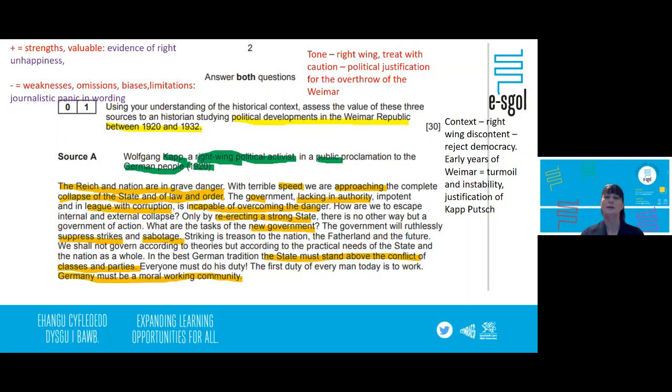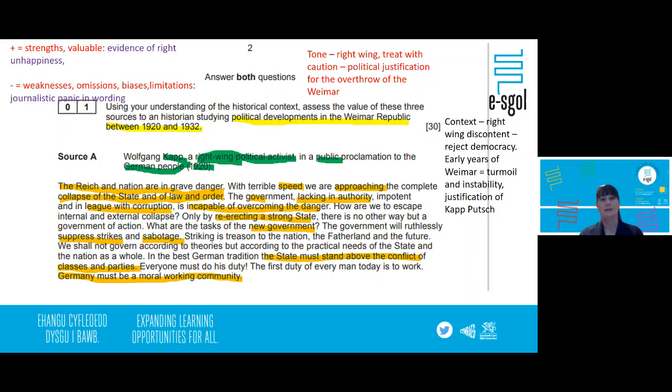OK, so for example, with this one, the tone is quite right wing, so we would treat it with caution. There's political justification here for the overthrow of the Weimar. Put it into context of what's going on immediately and at that time. So there's a lot of right-wing discontent at this time. OK, the rejection of democracy. It's the early years of the Weimar. There's lots of turmoil and instability. And there's justification here of why that Kapp putsch has happened.